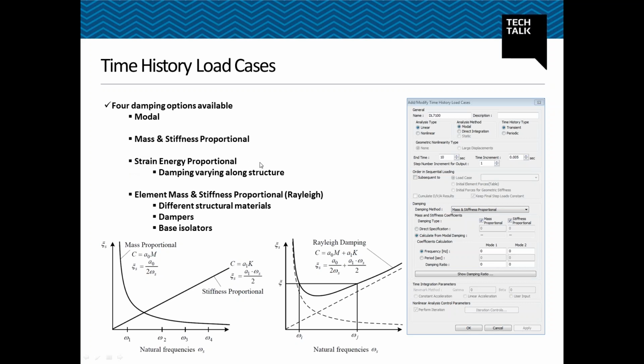And strain energy proportional and element mass and stiffness proportional, also known as Rayleigh damping. So these damping methods are applied for more complicated structures, with various material properties, where each of them has different damping properties. So it is required to define the group damping for each material to apply these types of damping methods. Or when we use dampers or isolators in the structure, we'll be using this method as well.